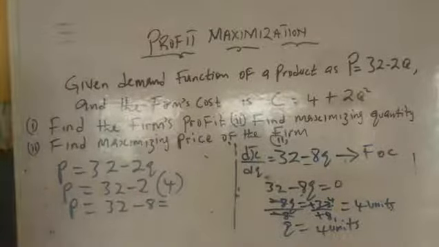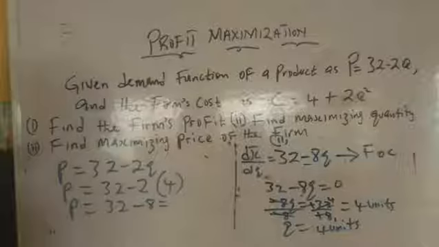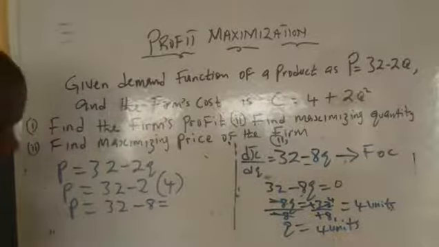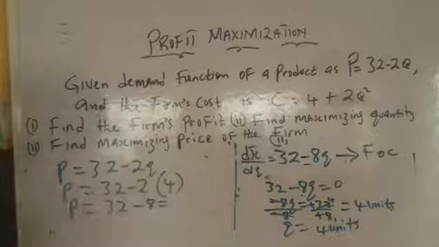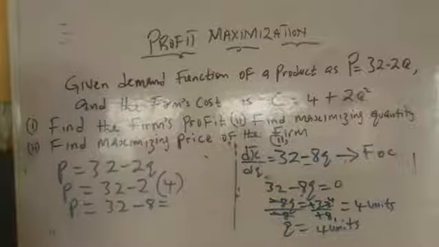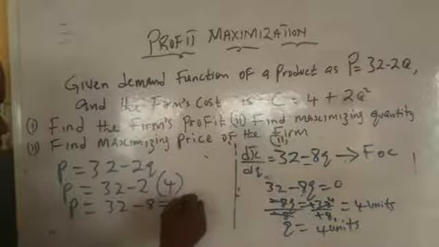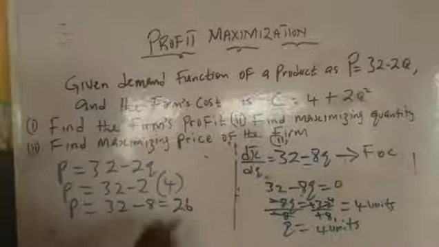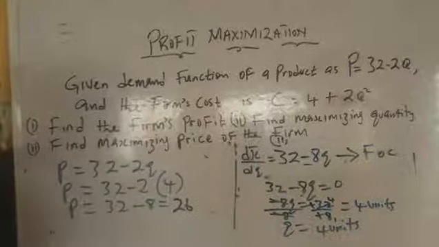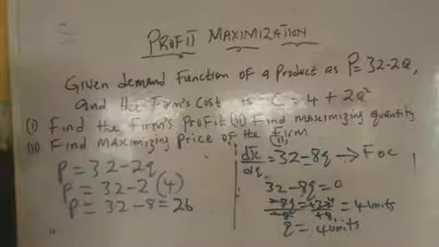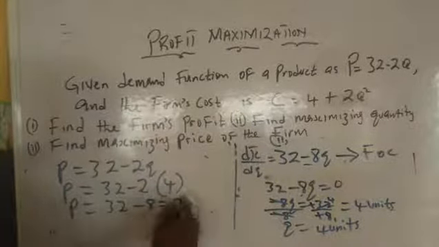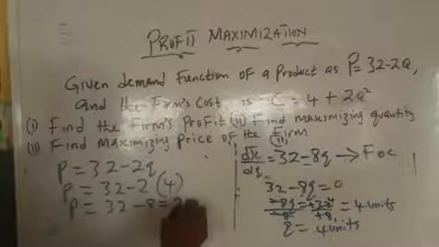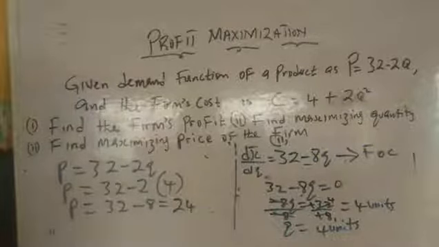Can someone help me there? That will be 32 minus 8. I'm overstressed on this side. 32 minus 8 is going to give us 24. Yes, 24. So this is our price, 24.